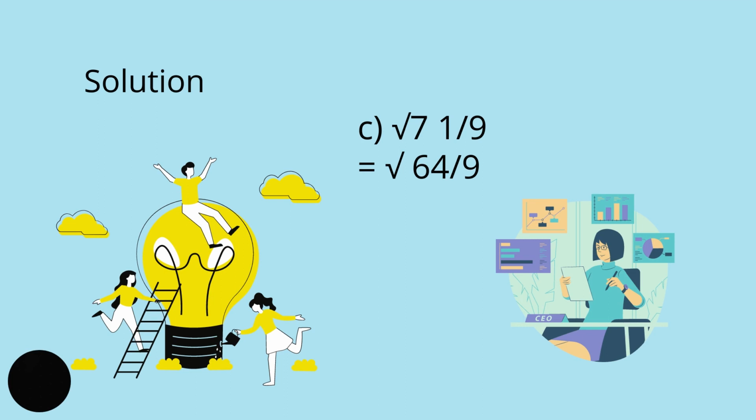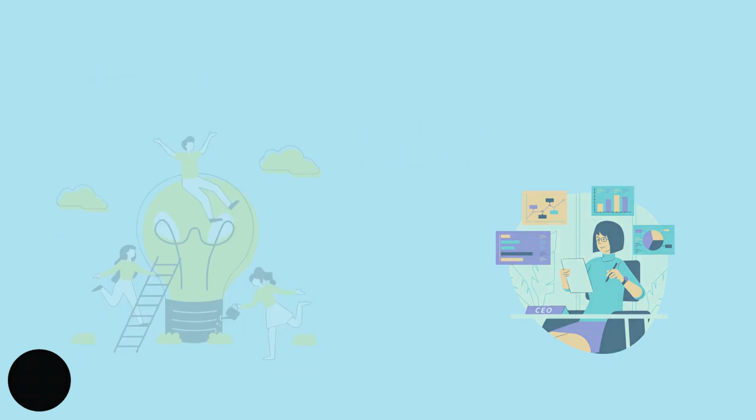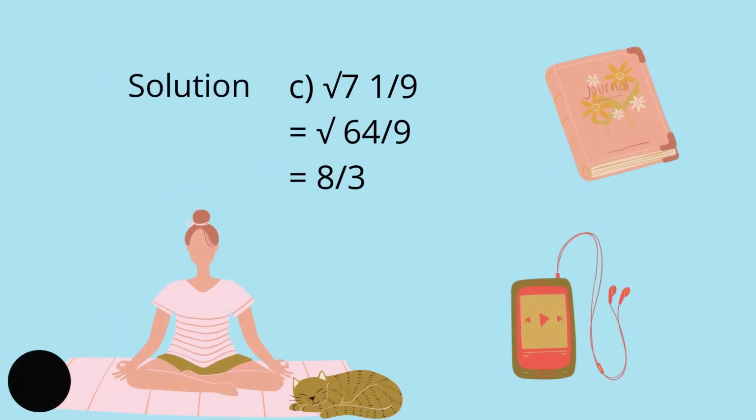C. Square root 7 and 1 over 9. The next step is we convert 7 and 1 over 9 to an improper fraction. 7 multiplied by 9 plus 1 equals 64 over 9. Square root 64 over 9 becomes 8 over 3. 8 times 8 equals 64. 3 times 3 equals 9. So 8 over 3 is the answer.